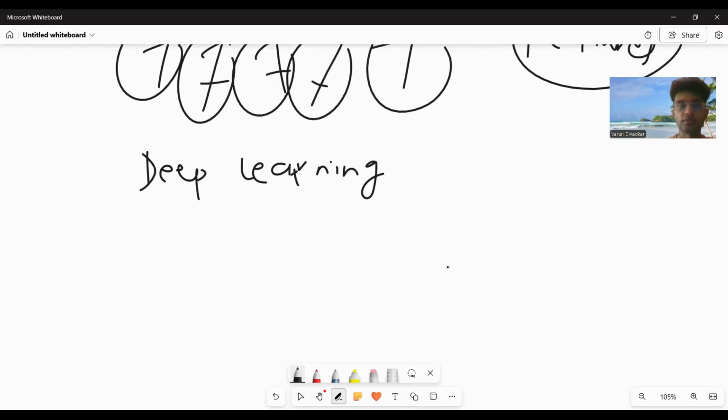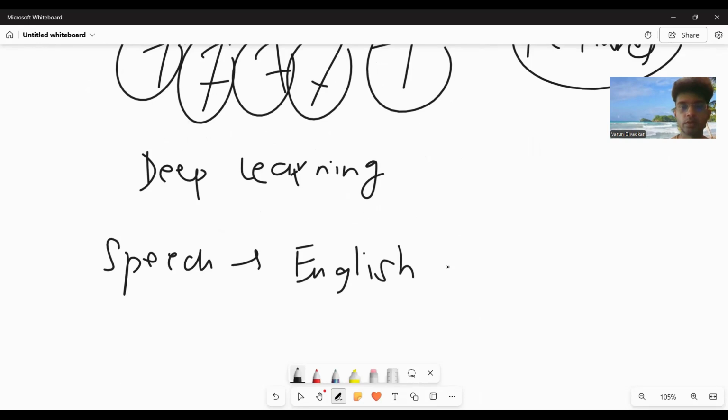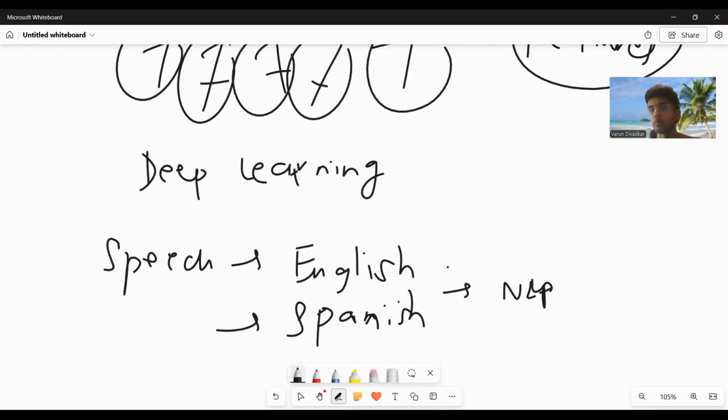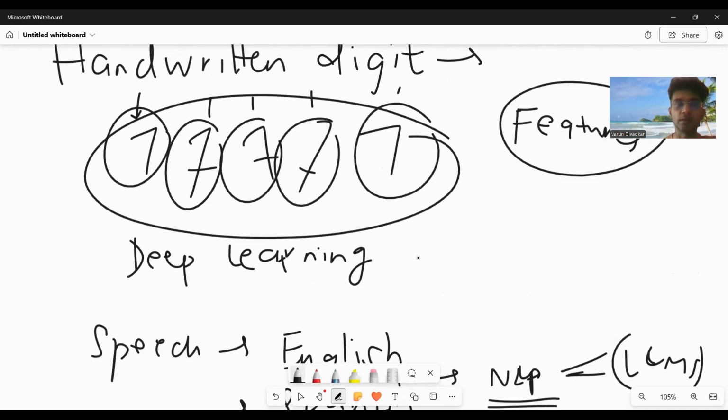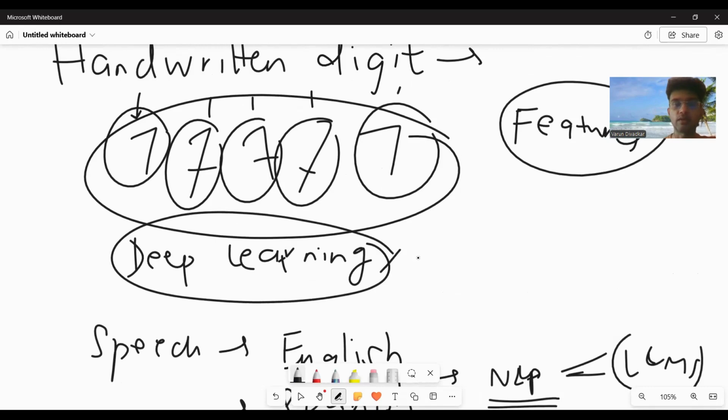Let's say another problem where you have a speech in one language, like English, and you translate that to Spanish. Which classical algorithm are you going to use here? This is where natural language processing based on deep learning comes into the picture. And they have advanced to such an extent today that you have the transformer architecture, and large language models based on the transformer architecture. We'll take that discussion in further videos. Let's look at the basics today. So let's focus on this problem at the moment. How do you solve this using deep learning?